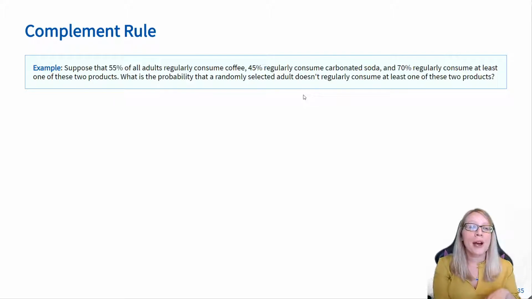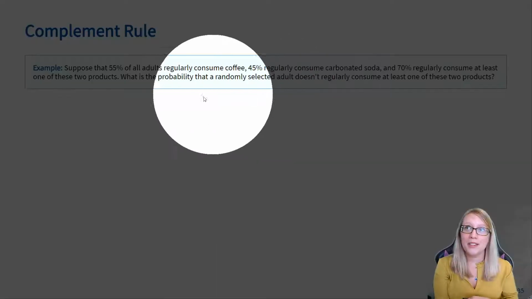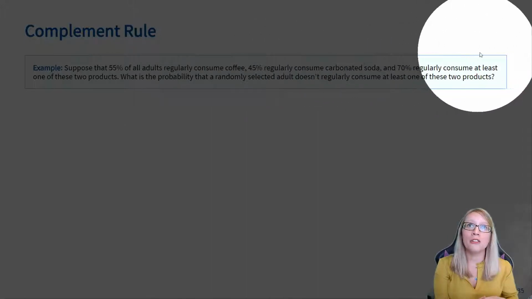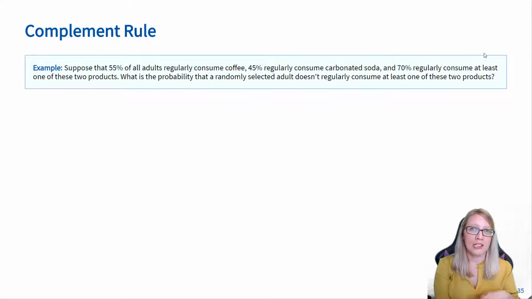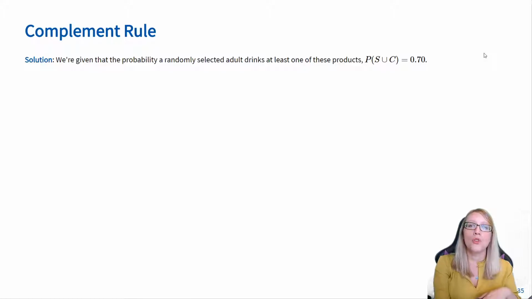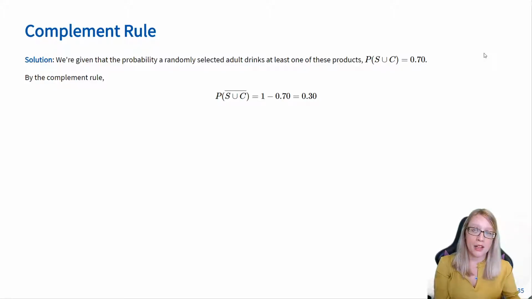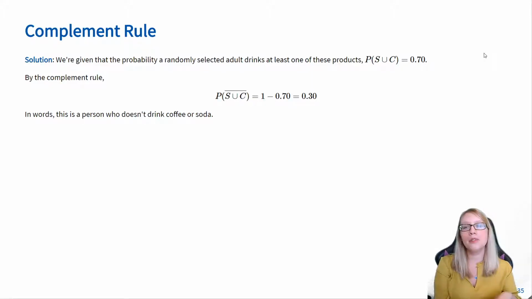Back to our example about coffee and soda. What's the probability that a randomly selected adult doesn't regularly drink at least one of these two products? We found previously, or we were given, the probability that an adult drinks at least one of these two to be 0.7, so S union C. By the complement rule, the complement of S union C is 1 minus 0.7, which is 30%. So 30% drink none. This would be the probability that a person drinks neither coffee nor soda.